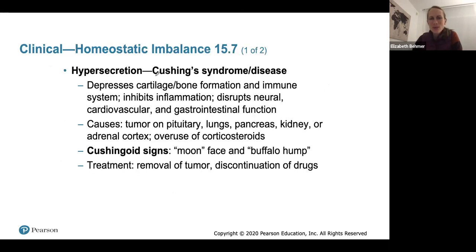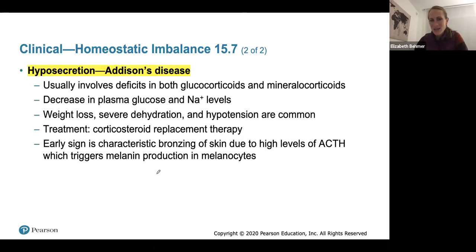I want to talk a little bit about Cushing syndrome. You might see this in the future in any of your health careers. I don't have this one highlighted; I've highlighted other diseases I want you to know. If you have a hypersecretion, you'll get Cushing syndrome or Cushing's disease, which depresses cartilage and bone formation and the immune system. It could be caused by a tumor on the pituitary. A Cushingoid sign is a moon face or a buffalo hump, and the treatment is the removal of the tumor wherever it is.